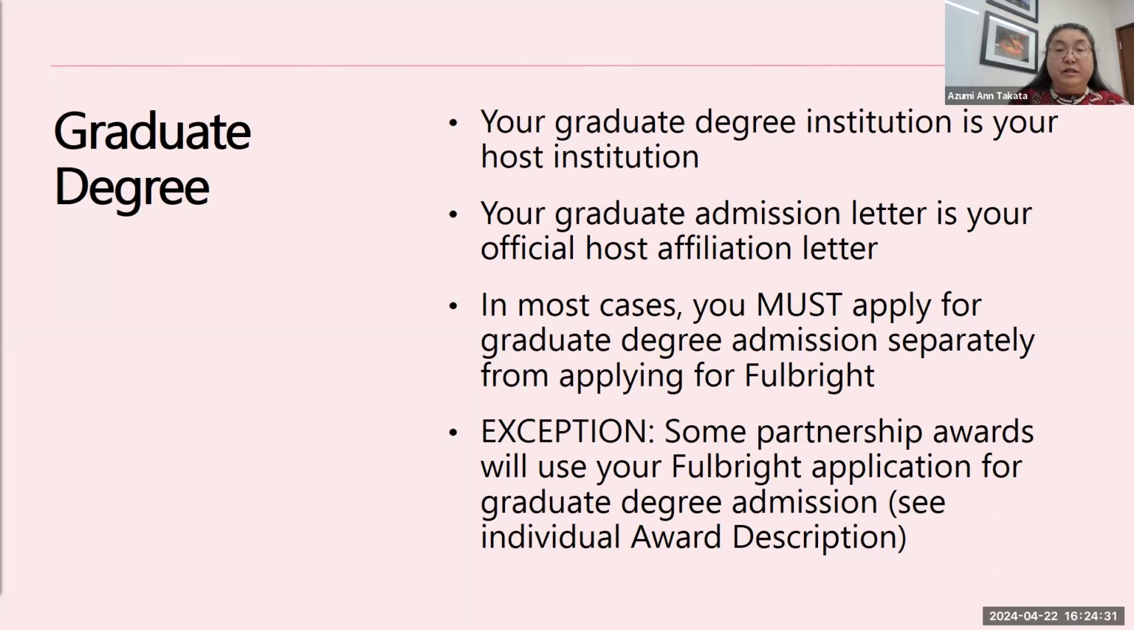Now, there are some exceptions to this, and this is beginning to happen. There are small cases where some partnership awards tie a specific Fulbright award to a specific master's degree program or a specific university, where you will use your Fulbright application also for the graduate degree admission. If this is the case, it will be specified in the award description, so you should read the award description carefully to determine whether you're required to do two separate applications, the Fulbright application and the graduate admission application, or whether you're only doing the Fulbright application and they will use that for graduate admission as well. This is something relatively new that's coming, and you really should pay attention to it as you go through the award description.